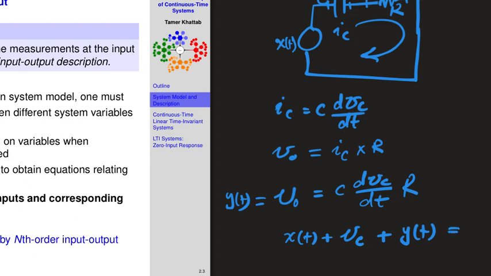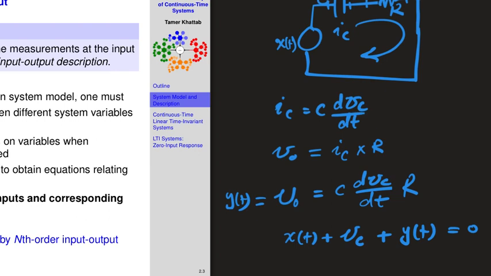All of this should be equal to, the sum across a loop is equal to 0, right? That's your voltage loop, right? And then accordingly, you can figure out a relation between y of t and x of t. How would you do that?